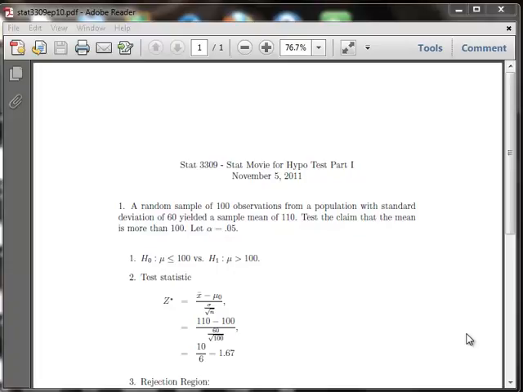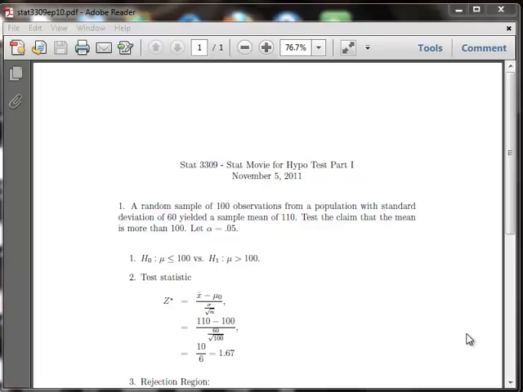A random sample of 100 observations from a population with standard deviation of 60 yielded a sample mean of 110. Test the claim that the mean is more than 100. Let alpha equal 0.05. So the key to these is reading.